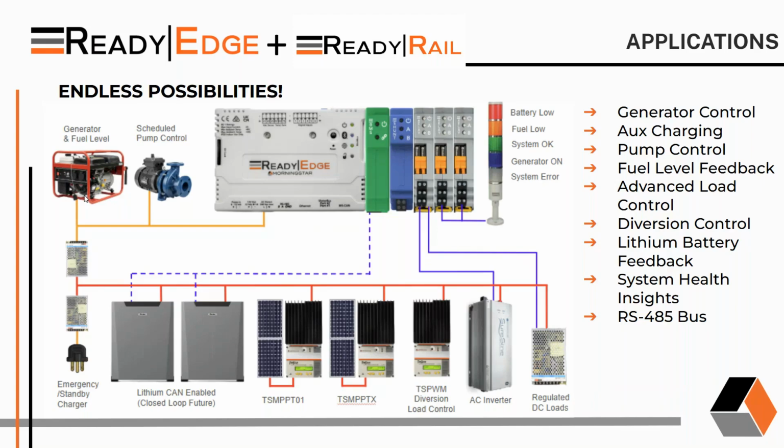Also in this one, we're going to use a generator that we can control both for scheduling to run a pump, an AC pump, but also to turn on if the battery is low. We're also going to add another charger so that you can turn on the system or charge it up or top off the batteries if you happen to be there with a truck and an AC charger.